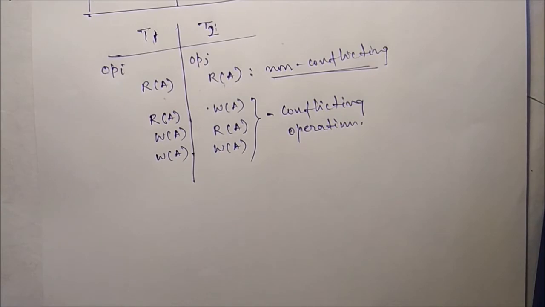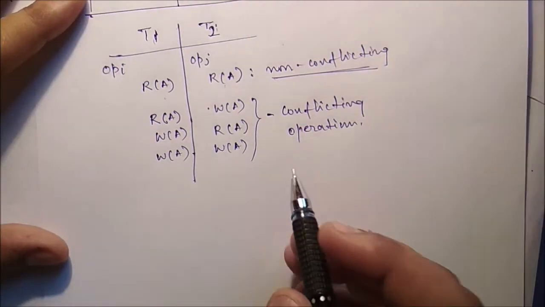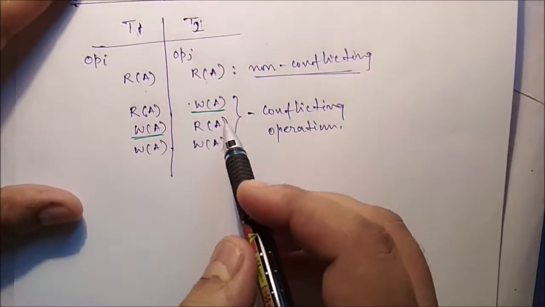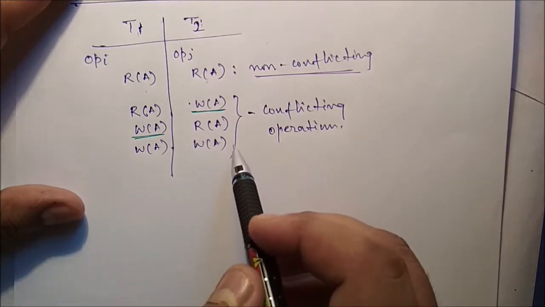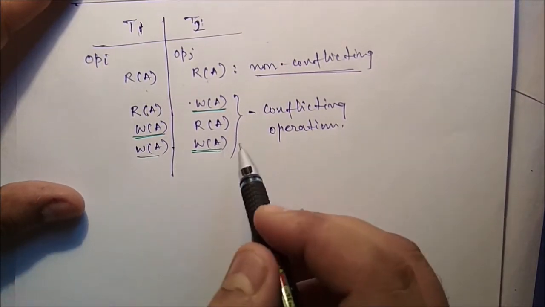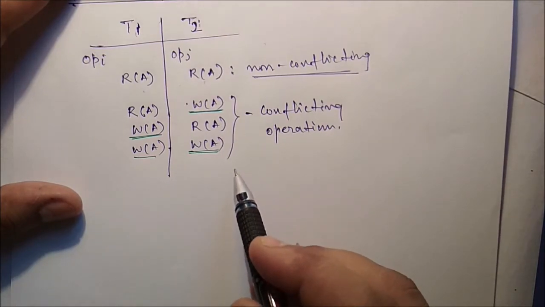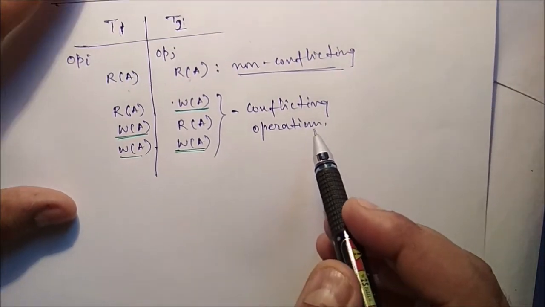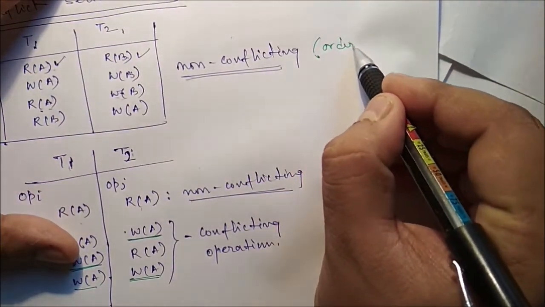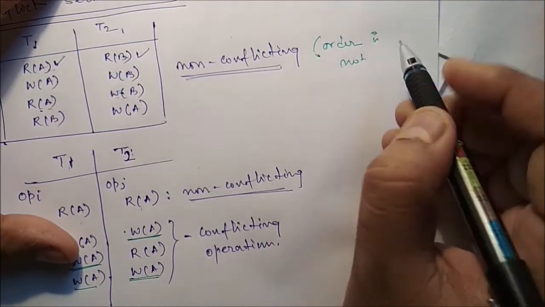Okay, so that means what? If any single instruction is a write operation, that means it is a conflicting operation. So if at least one of the two operations is a write operation, then it is a conflicting operation. And if it is non-conflicting, the order does not matter.